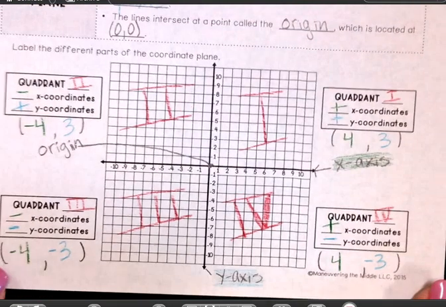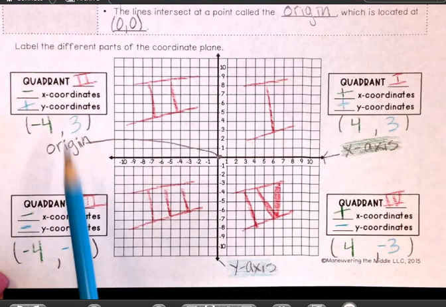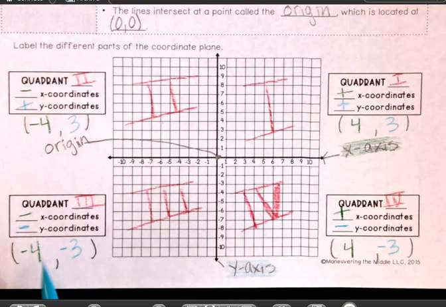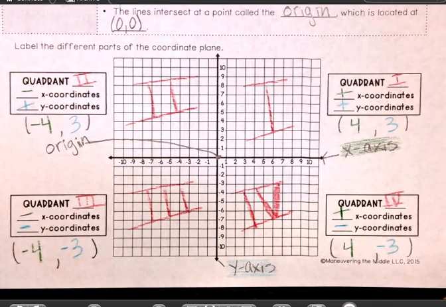Now I want you to notice I've given you ordered pairs as examples under each one of these. I want you to notice the subtle changes between these four ordered pairs. But now I want you to watch when I plot them.